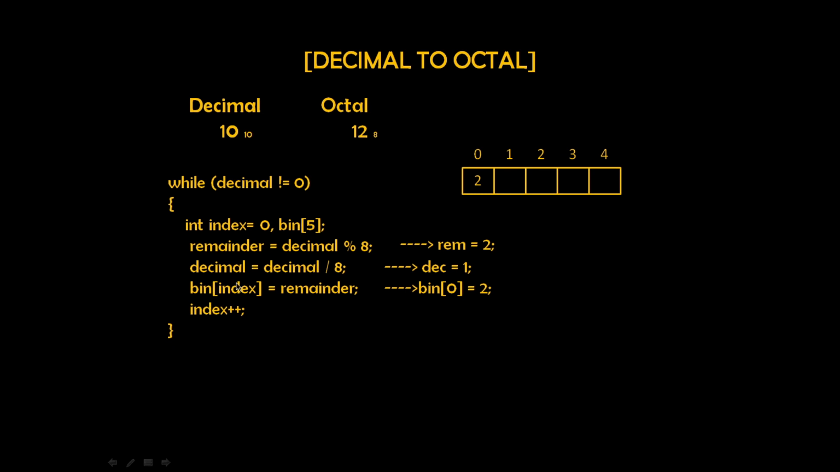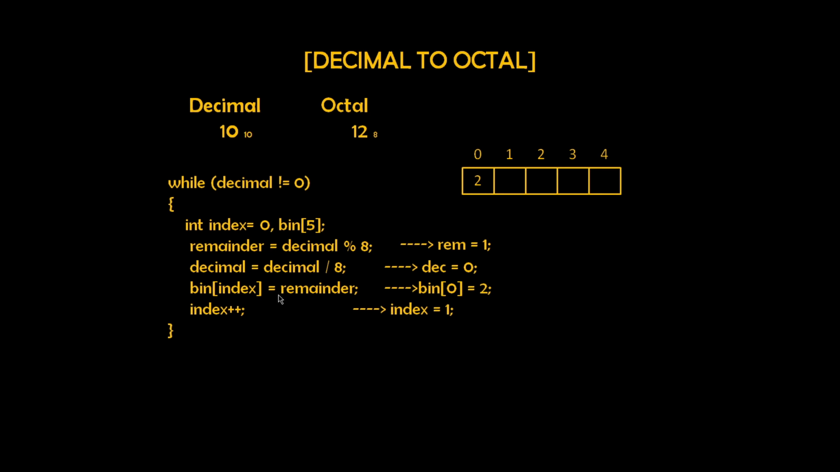And then we increment our index by 1. So our index is 0, plus 1, that will be 1. Since our decimal changed, you can see we have decimal equal to 1, so our decimal now is not equal to 10. Then it loops again, our decimal is 1. You can see it checks the condition. 1 is not equal to 0, so that is true. And then our remainder will become 1. So you can see decimal divided by 8 is 0, and the remainder is 1. So the quotient of decimal divided by 8 will be 0.